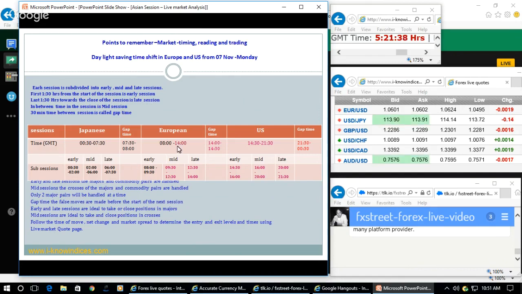Then once Europe also adopts the daylight saving, the Japanese session will lose about 30 minutes. Japanese session will get over by 7 GMT. 7 to 7:30 will be the gap time. Then 7:30 onwards will be the European session up to 13 GMT. So I will show you the timings. You can follow those timings during the appropriate time, so that we'll be able to really understand when the early and the late session will make big moves for you to enter and exit out of the market.